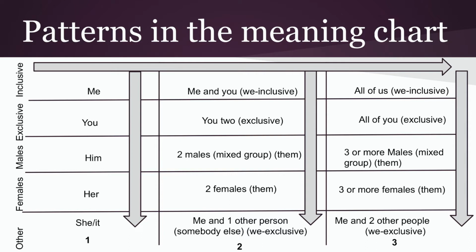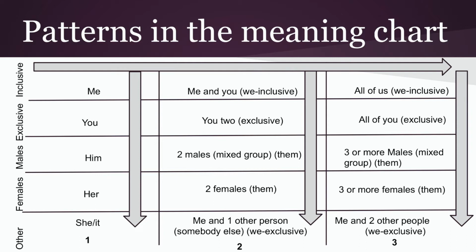Okay, so quick review, the meanings, starting at the top left corner. It's me, you, him, her, she, or it. Going to the second column in the top, it's me and you. That can also be a we inclusive. The next one is you two. That is exclusive. The next one is two males, but that can also be a mixed group. So it can be a male and a female. And we usually use the pronoun them or they to reference that set of people. The next one below that is two females. That can also be them. However, whenever you're talking about females, it's always strictly females.